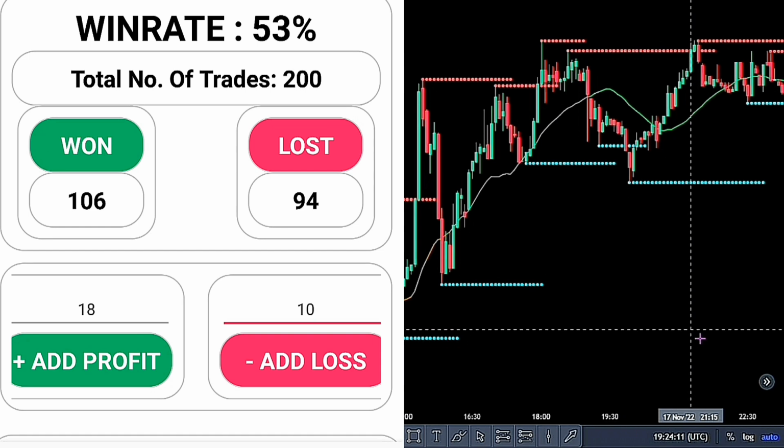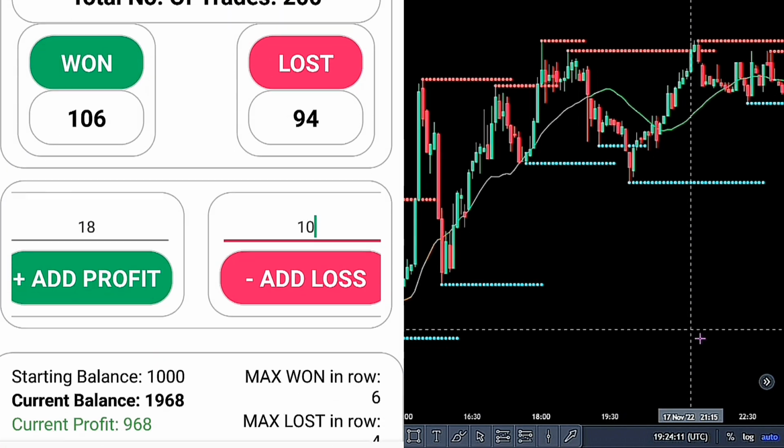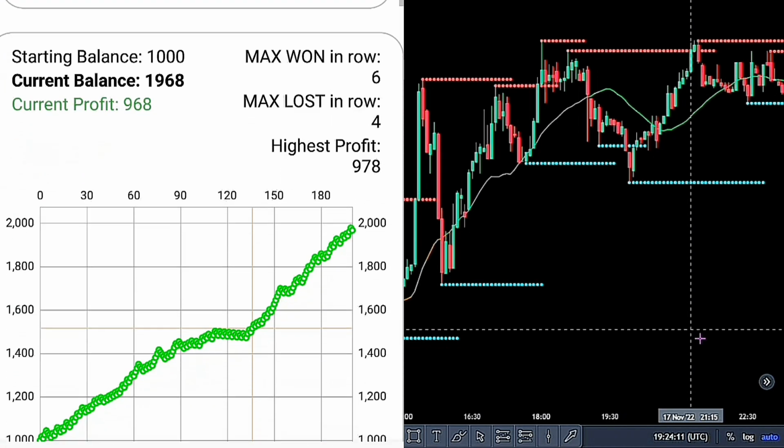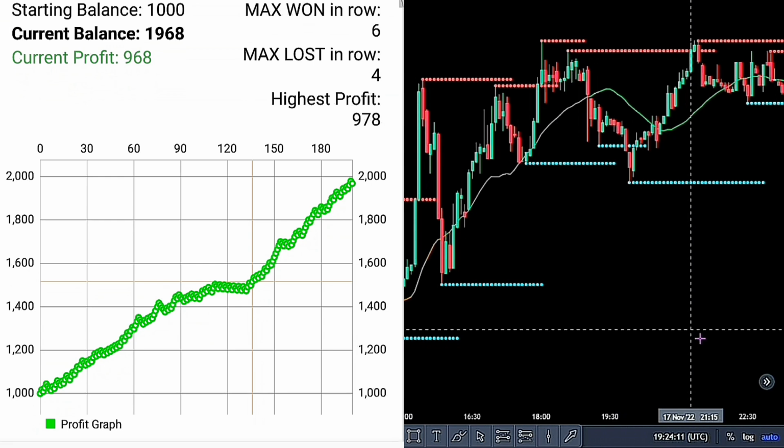Okay guys, so we just finished the backtesting for this strategy. And we can see that we have an amazing win rate for a 1:1.8 risk to reward ratio. We had a win rate of 53% in 200 backtested trades, having won 106 and lost just 94, which made us a 96% return on investment. And I found those trade setups within 5 months.